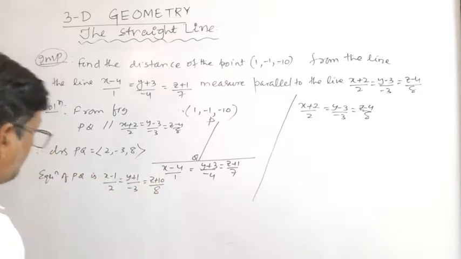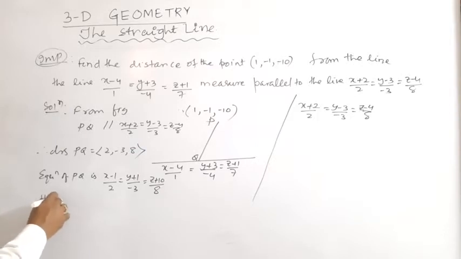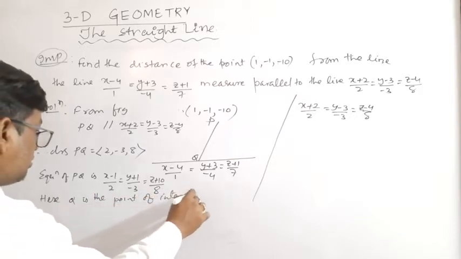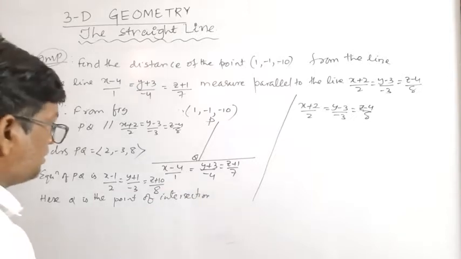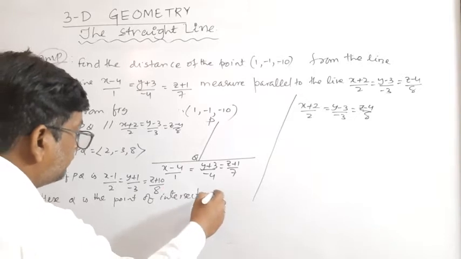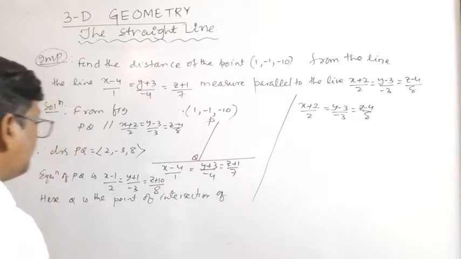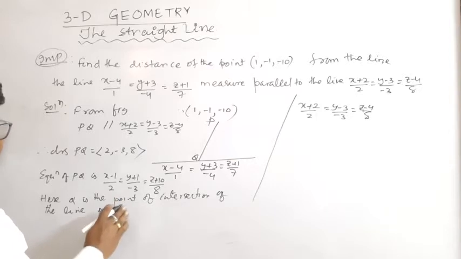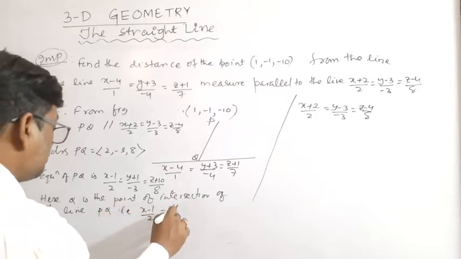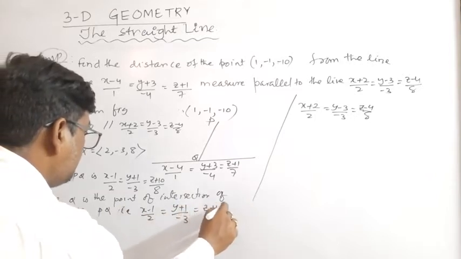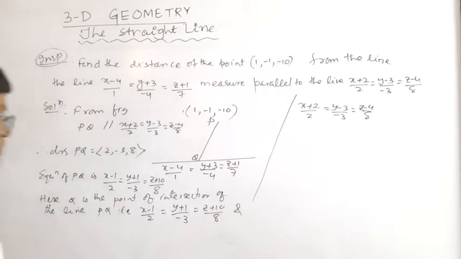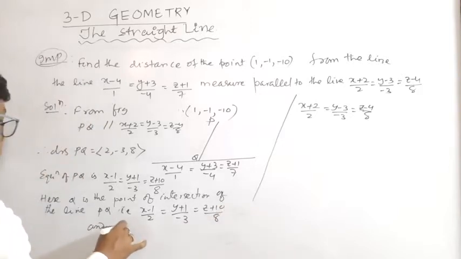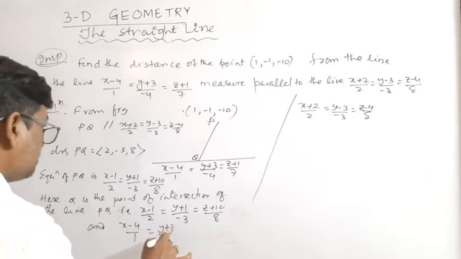Now Q is the point of intersection of the line PQ, that is (x minus 1)/2 = (y plus 1)/(minus 3) = (z plus 10)/8, and the line (x minus 4)/1 = (y plus 3)/(minus 4) = (z plus 1)/7.